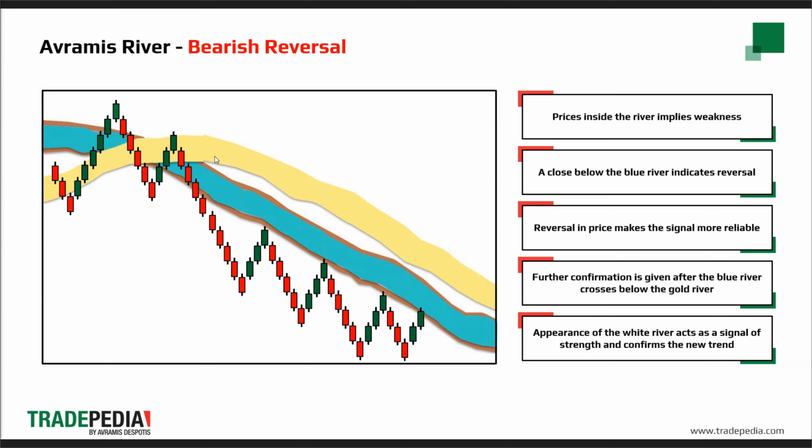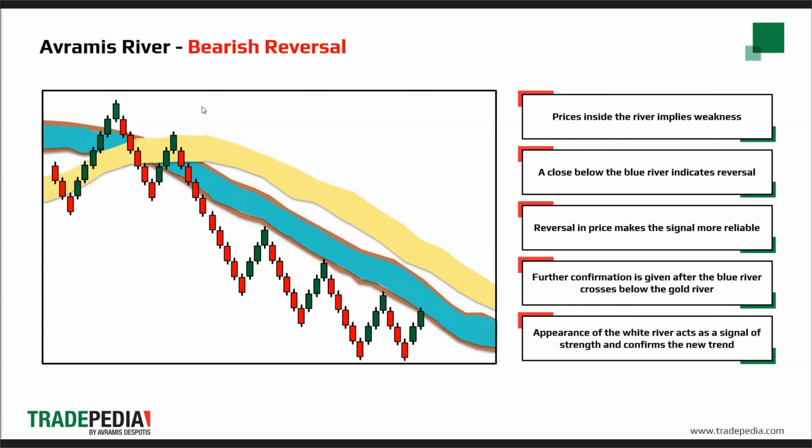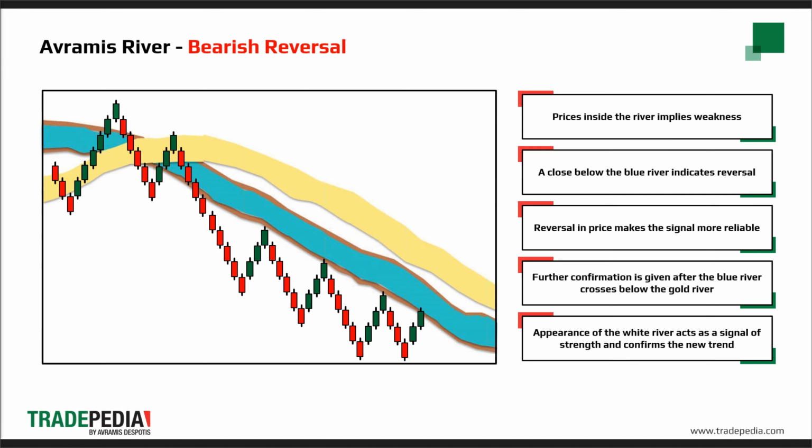So the appearance of the white river acts as a very strong signal that confirms a new trend. I already said that a reversal requires a crossover to happen. Let me use my pen. A reversal requires a crossover, but there's no crossover and there's a very big white gap here, right? So it means there's probably a very strong downtrend right here.